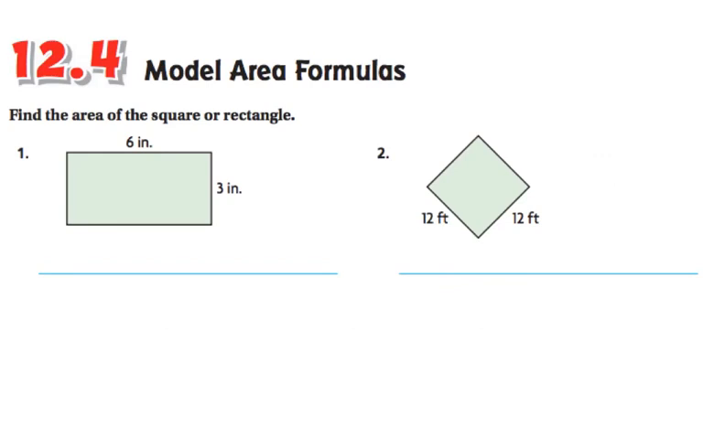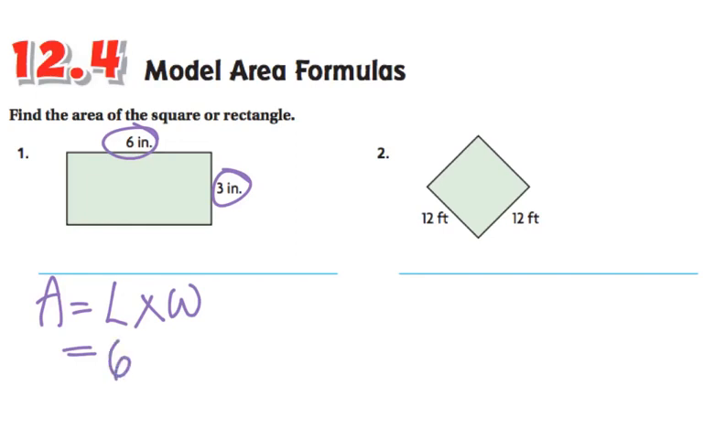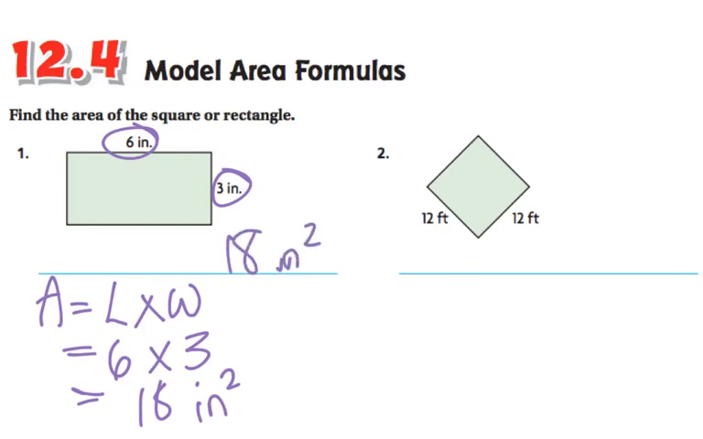So in this first one, number 1, they're asking us to find the area of a rectangle. They give me a side length of 6 inches and then a width of 3 inches. So I'm simply thinking of area equals length times width. When I plug in my numbers, 6 times 3 would give me an area of 18 inches squared, or square inches.